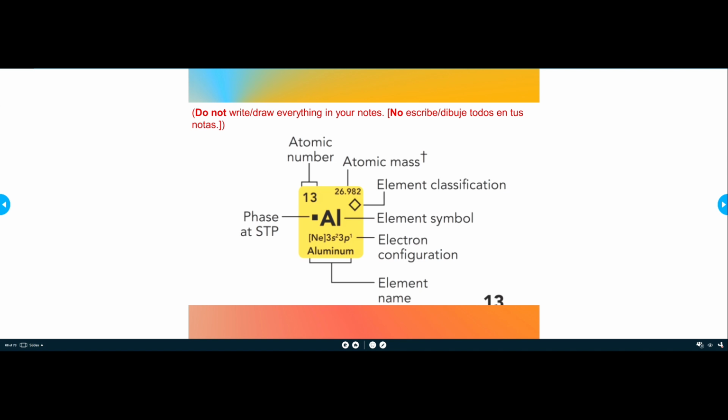On the top right is atomic mass. This is the number of protons and neutrons added together and is the weighted average of all of the isotopes that exist in nature. On this particular periodic table, it provides an element classification symbol. You don't necessarily need to memorize the symbols for the classification. You just simply use them or just use the colors that this periodic table uses.